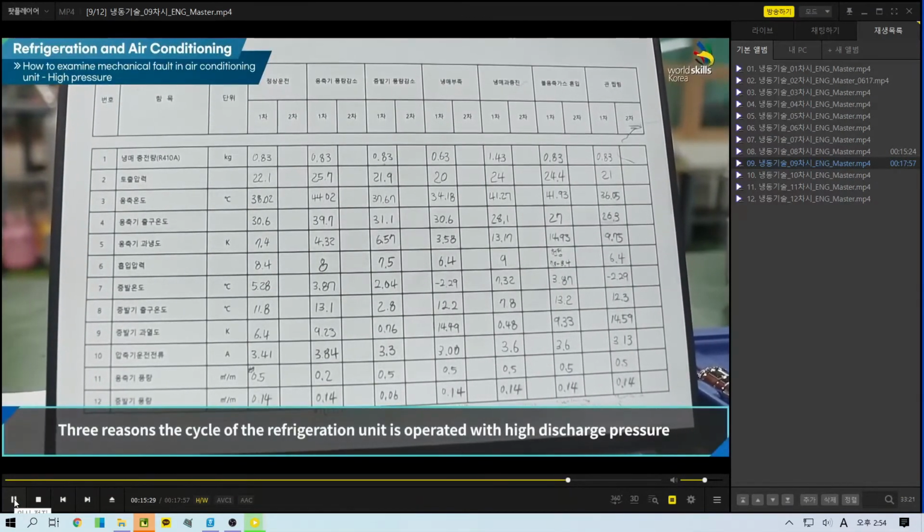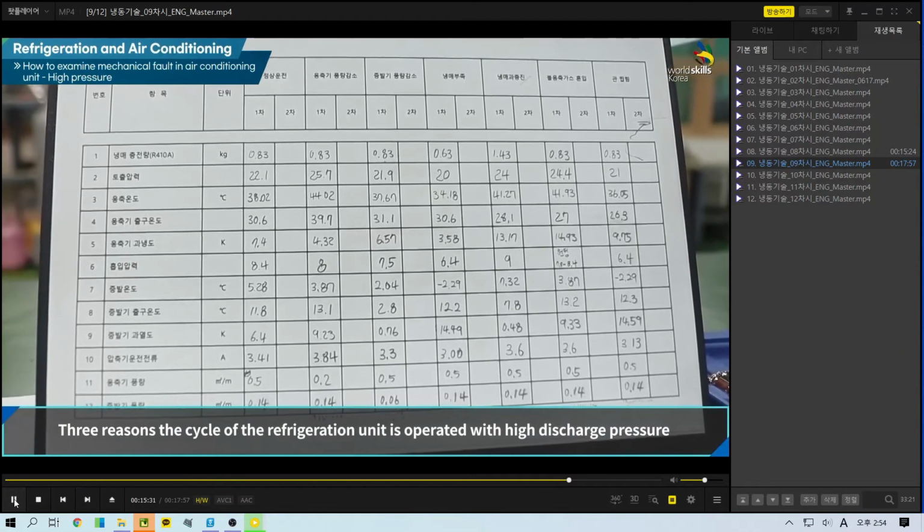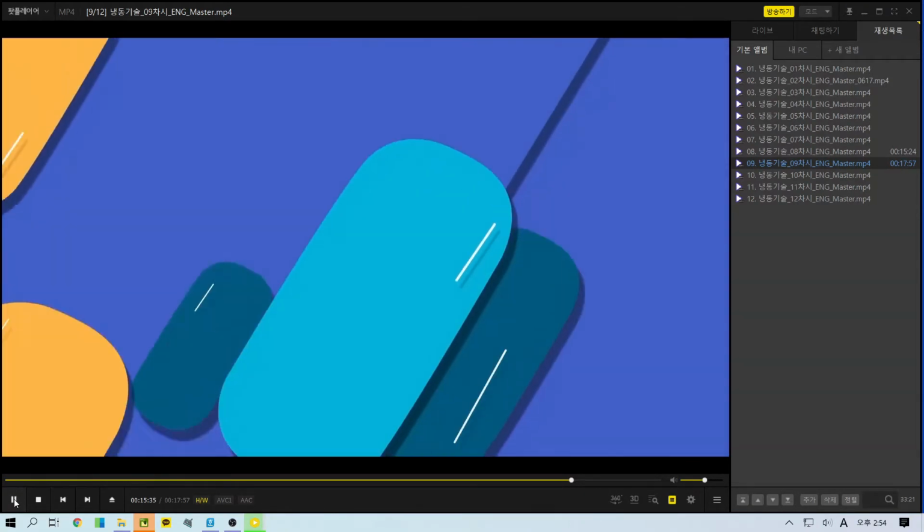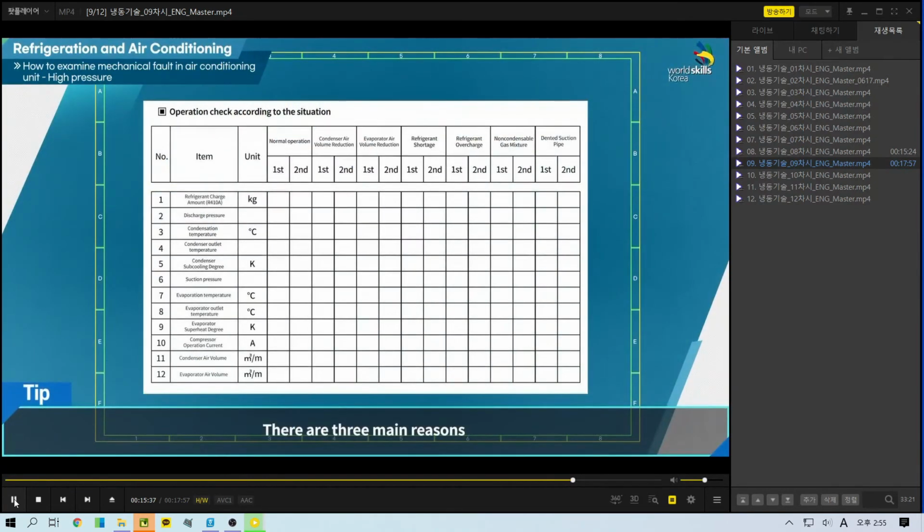We have reviewed 3 reasons the cycle of the refrigeration unit is operated with high discharge pressure. There are three main reasons why the cycle of the refrigeration unit is operated with high discharge pressure: decreased air volume of condenser, refrigerant overcharging, and mixed-in non-condensable gas. There are differences in the measured data depending on the three reasons above.